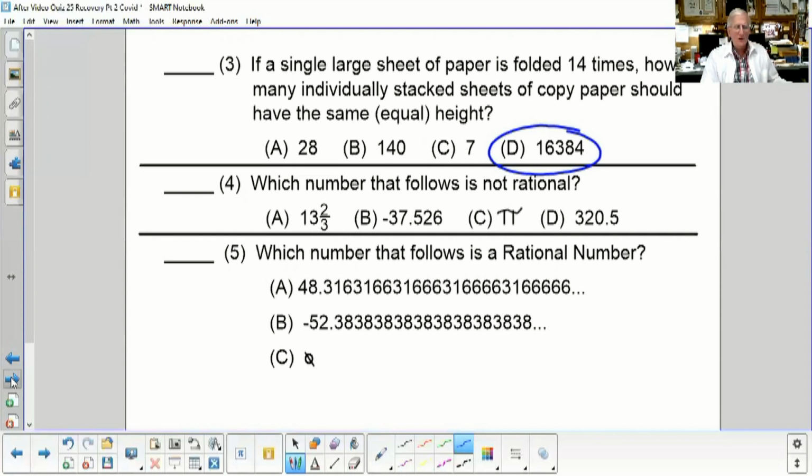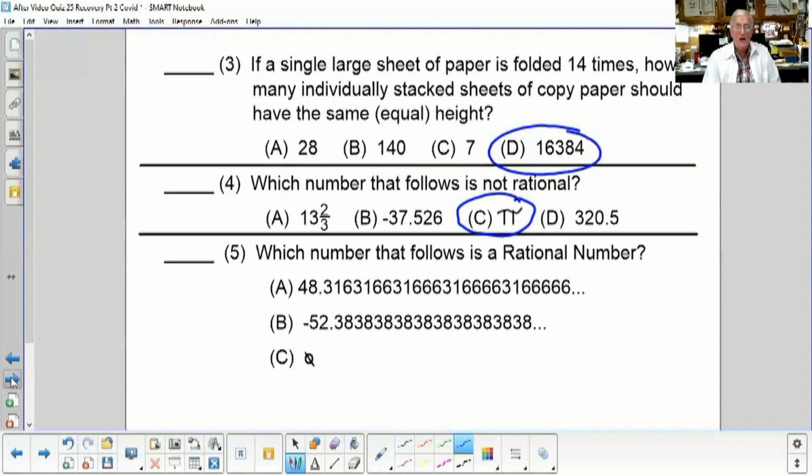Which number that follows is not rational? A is definitely rational. It's got a fraction. B is definitely rational because it's got a terminating decimal on it. And D terminates, but you know pi doesn't terminate and it doesn't repeat. It goes on forever. So your correct answer is pi. Choice C.